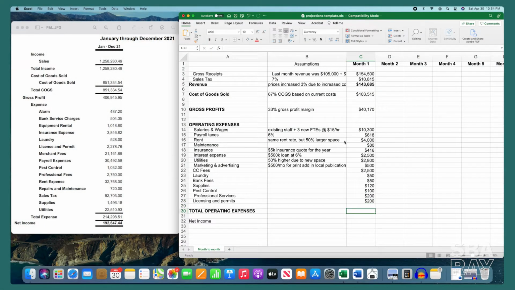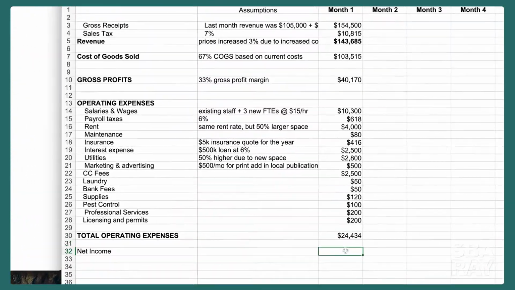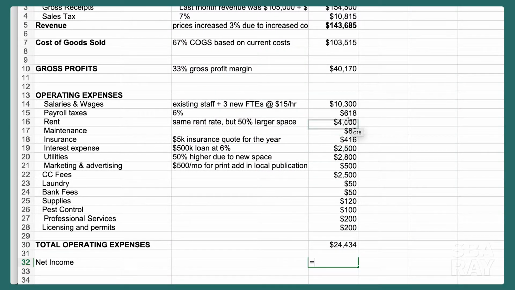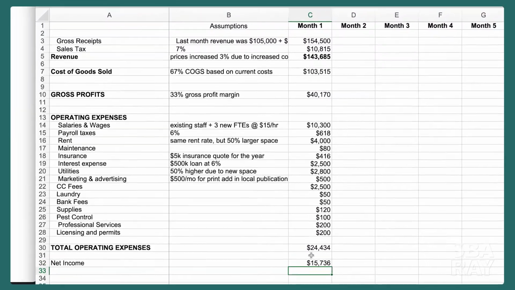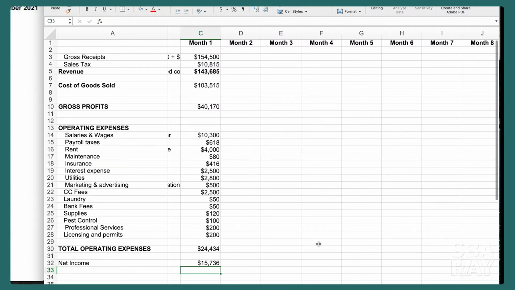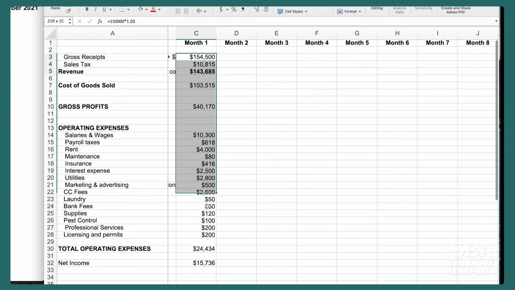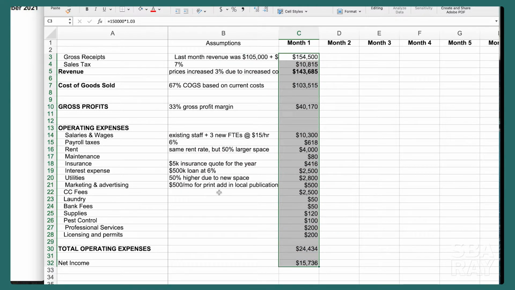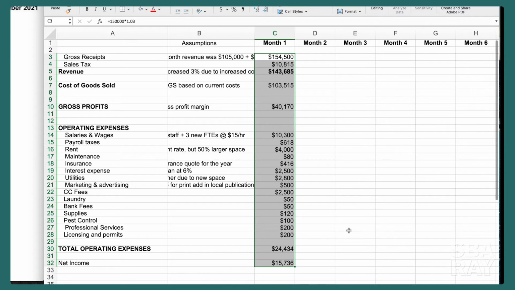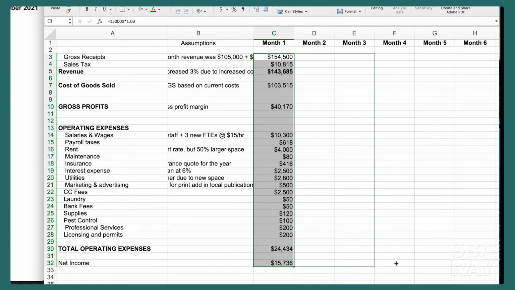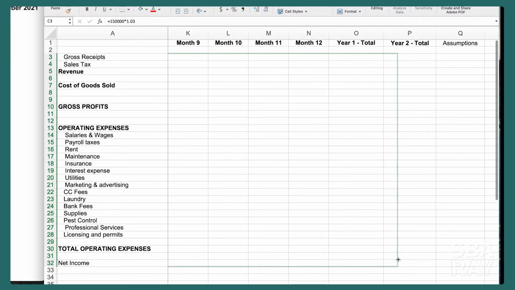Now let's total up the expenses. And net income would be the gross profit minus the expenses. Now, since this business is not seasonal, I'm gonna essentially copy all these numbers across all 12 months. However, if there was a seasonal component, it would be very important to adjust the revenue and expenses depending on the time of the year.